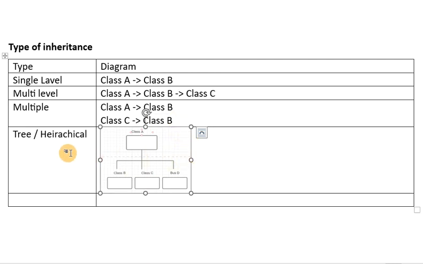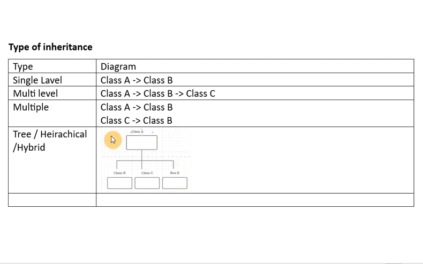Now come to the next important one, that is tree or hierarchical, or you can say hybrid inheritance. So what is this? Here you can see the structure looks like a tree. That is why it is called tree, hierarchical and hybrid as well. When we talk about class A and class B, it seems like it is single level. But in the whole diagram, class B is inheriting class A, class C is also inheriting A, and class D is doing the same.